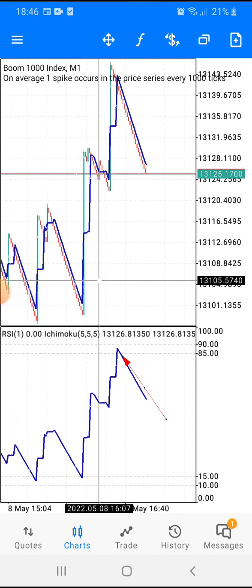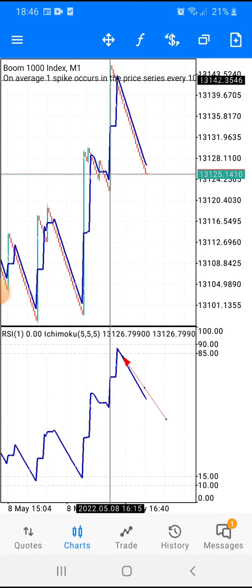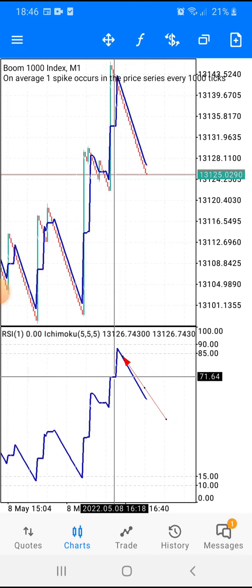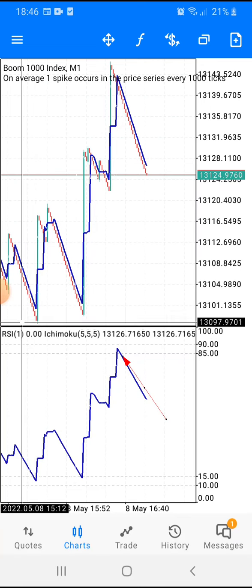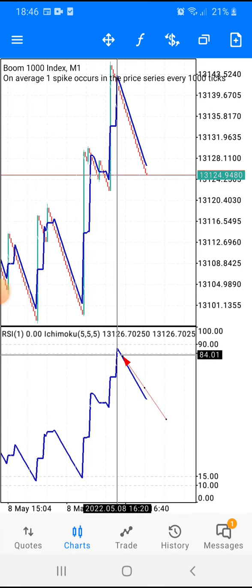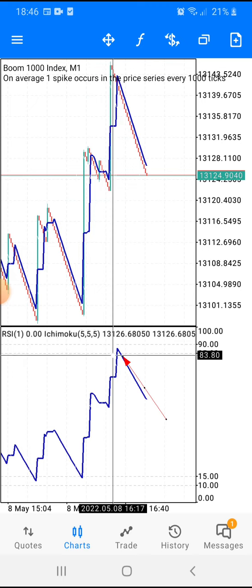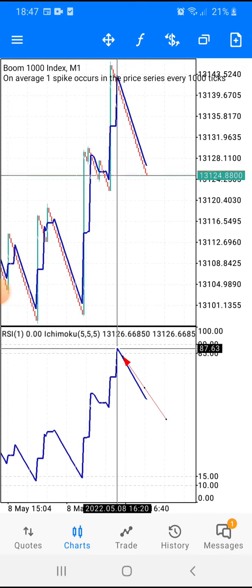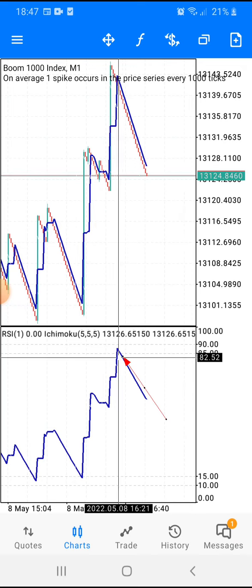When a spike occurs, you can see that there's a spike in Boom, the spike goes up. You wait and check here. The first thing you're going to do is check here in your indicators window. This is the Ichimoku, and I also have the RSI, the relative strength index, which is only there for levels. So you check and see if the Ichimoku is between level 85 and level 90.